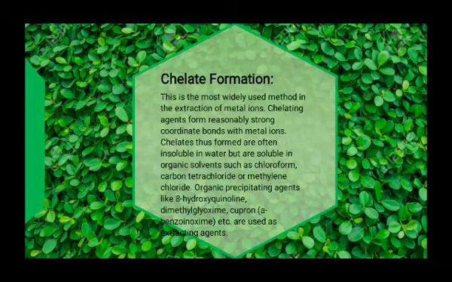Chelate formation. This is the most widely used method in the extraction of metal ions. Chelating agents form reasonably strong coordinate bonds with metal ions. Chelates thus formed are often insoluble in water but are soluble in organic solvents such as chloroform, carbon tetrachloride or methylene chloride. Organic precipitating agents like 8-hydroxyquinoline, dimethylglyoxime, cupron, etc. are used as chelating agents.